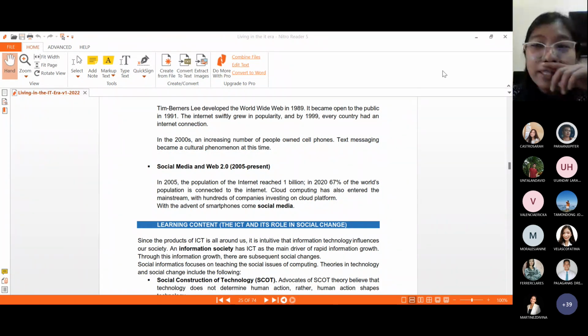O, sana nakaka-relate kayo kasi hindi naman tayo nagkakalayo ng edad. O, wag nga kayo. Hindi pa naman ako matanda. Grabe kayo, ha? Okay. So, text messaging became a cultural phenomenon at this time.